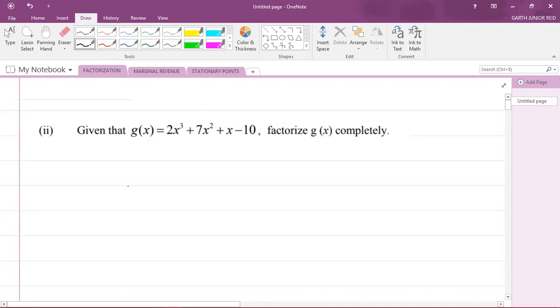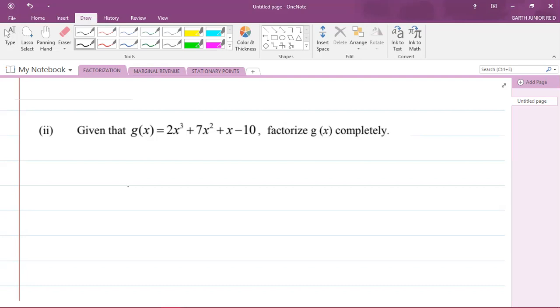In the exam, you might be given a factor. For example, they might tell you that x plus 1 is a factor, or that the polynomial is divisible by x plus 1, which simply means that x plus 1 is a factor. But what if you're not given any factors? If they give you a factor, you can apply the factor theorem and actually factorize. But what if they don't give you any factors at all, like in this case?